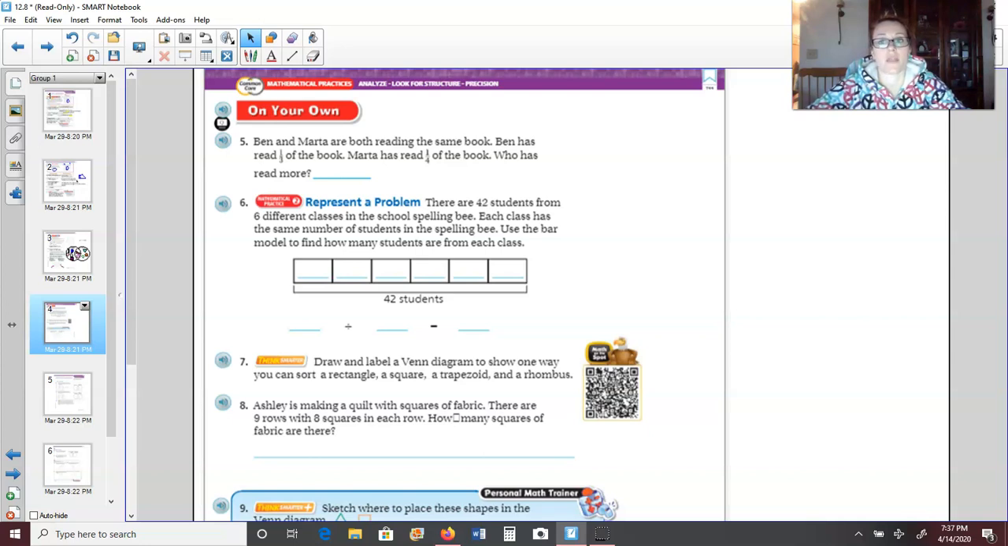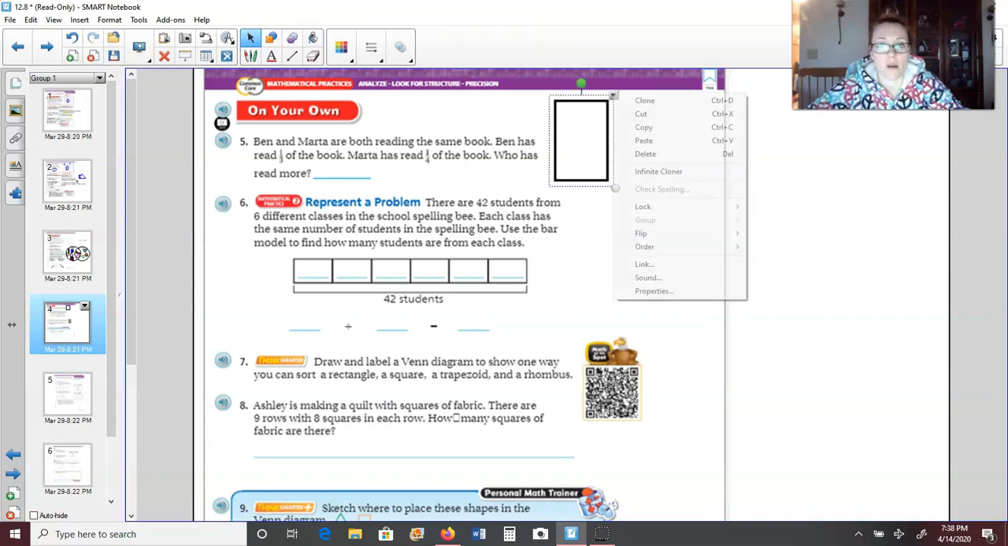Ben has read a third of the book. Marta has read a fourth of the book. And this is kind of setting us up for our next lesson as well. So you might be thinking, why are they talking about fractions when we're learning about shapes? But you'll see that in the next lesson. But anyways, we're trying to figure out who read more, Ben or Marta.